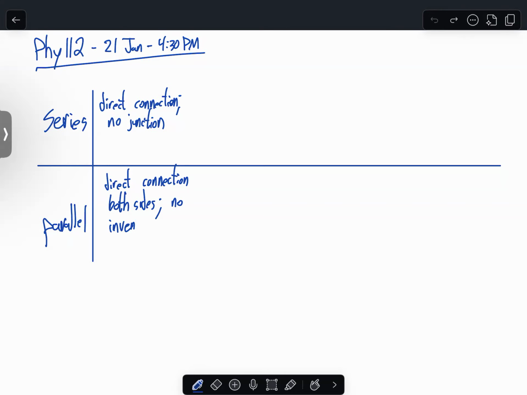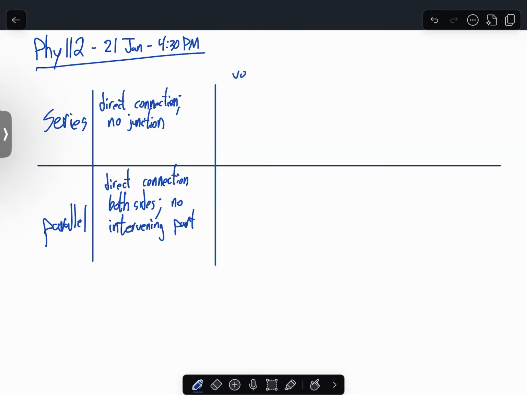You guys know what intervene means? No intervening parts. Let me spell it correctly: intervening. Something is intervening if it's getting in the way, if it's interfering, if it's blocking, if it's between. Okay, so here's how to identify series and parallel.